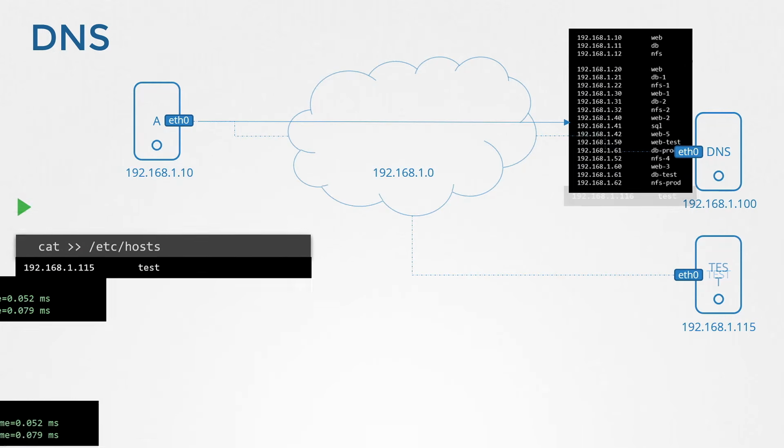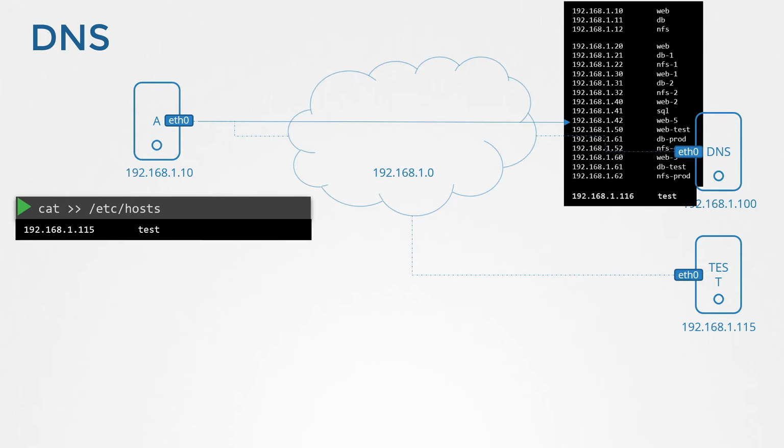What if you have an entry in both places, one in your /etc/hosts file and another in DNS? I have an entry in my local file set to 192.168.1.115, and someone added an entry for the same host to 192.168.1.116 on the DNS server. In that case, the host first looks in the local /etc/hosts file and then looks at the name server.